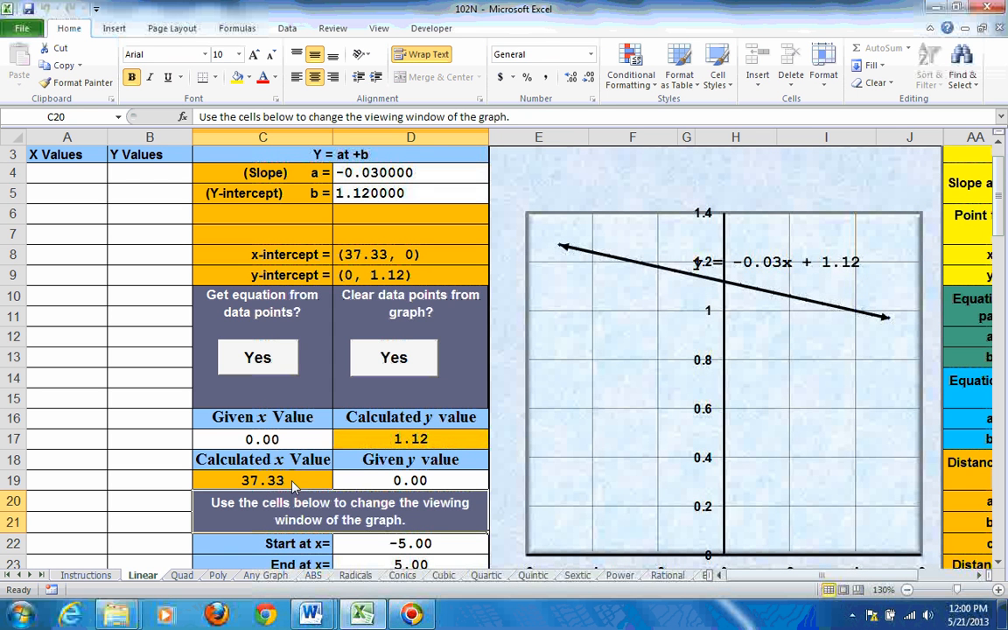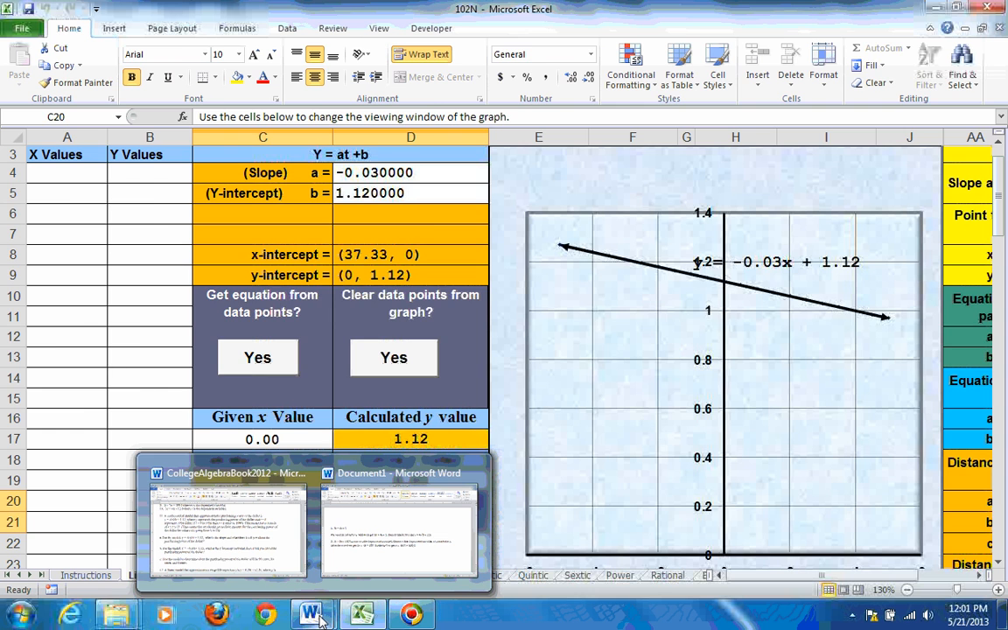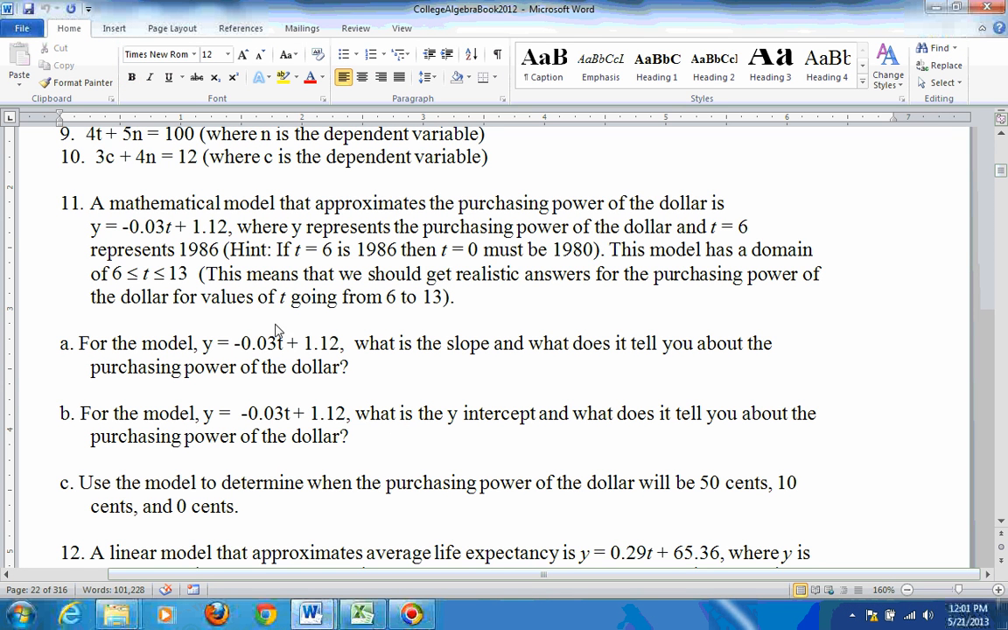And by the way, that is your x-intercept up here, 37.33, 0. So according to this model, 37.33 years after 1980, which would be the year 2017, a dollar would be worth nothing. Now that's what this model predicts, but again it says here on this problem that this has a domain from 6 to 13. In other words, it gives realistic answers from 1986 up to 1993. So when we're doing long-term extrapolation here, we get unrealistic answers. So that's just about it.